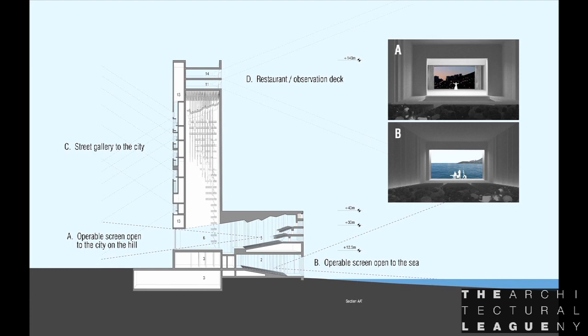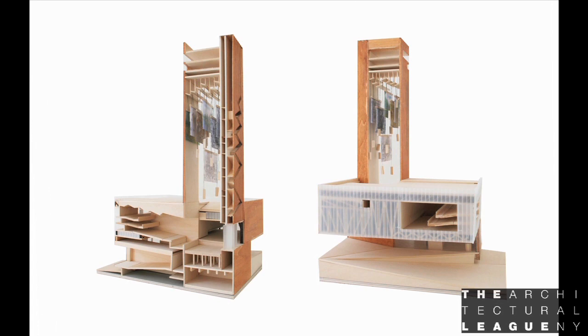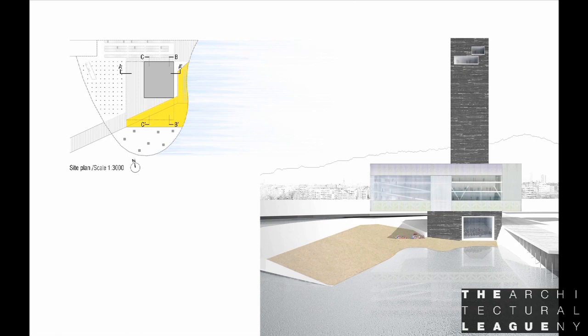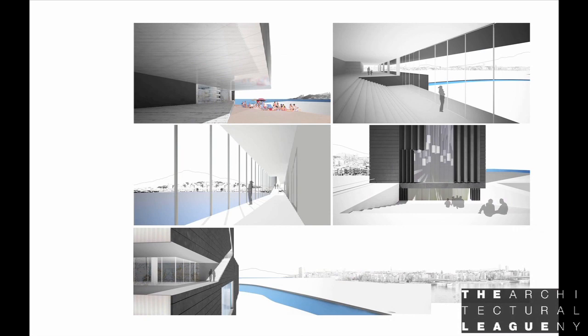And this is a photo of the section model. This is a view from the water looking into the city. And several shots in each space of the building tell the circulation sequence.